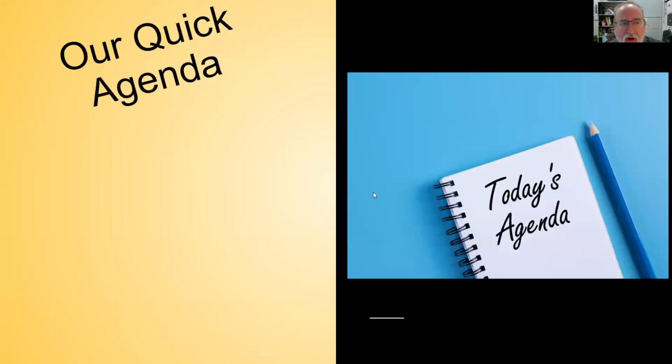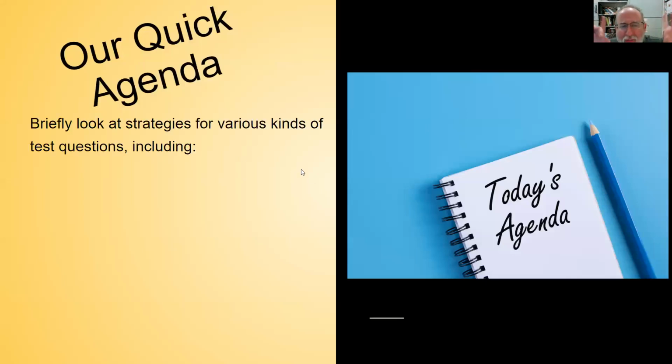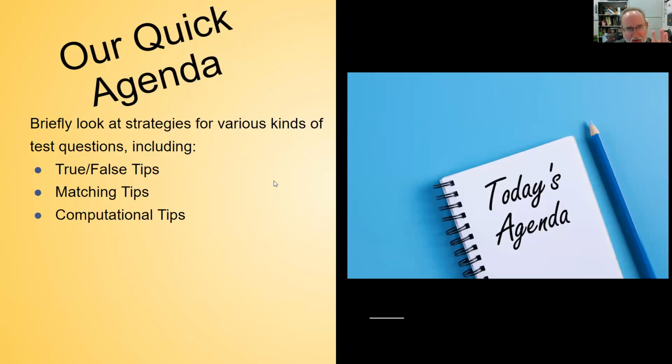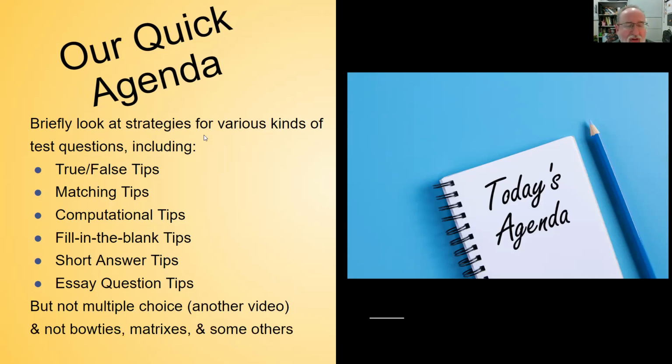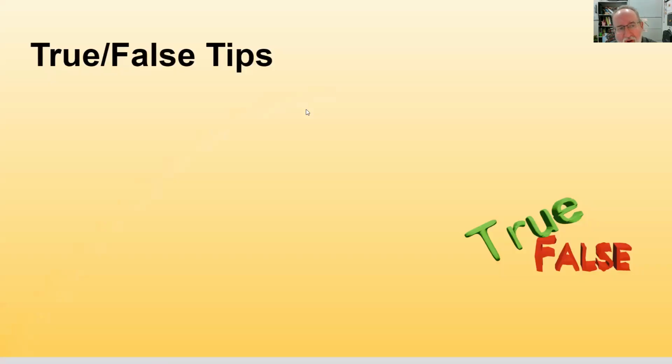So let's get started. Here's our quick agenda for today. We're going to briefly look at various types of test questions and strategies for them, including true-false tips, matching tips, computational tips, aka math questions, fill in the blank tips, short answer tips, essay question tips, but not multiple choice. That's another video. I already did a video on multiple choice, and that deserves plenty of time for itself too. And we're also not going to look at bow ties, matrices, and some others. We're going to look at the more popular ones you might get exposed to. But if you're interested in learning more about bow ties, matrix, or others, reach out to me and we can talk about those things.